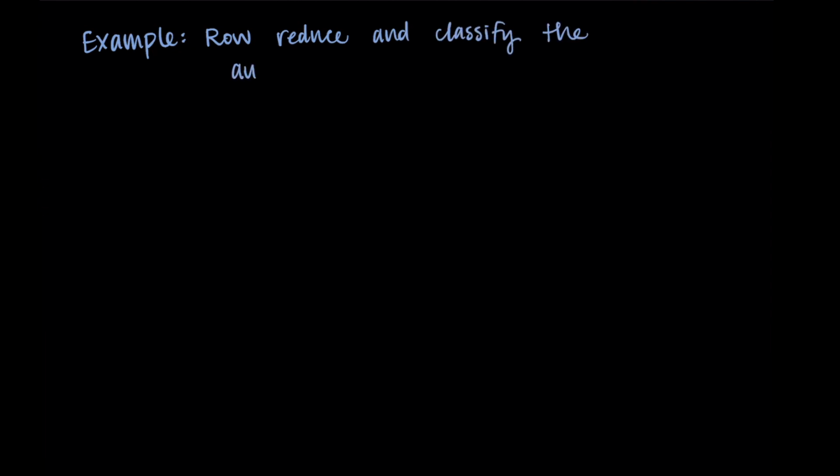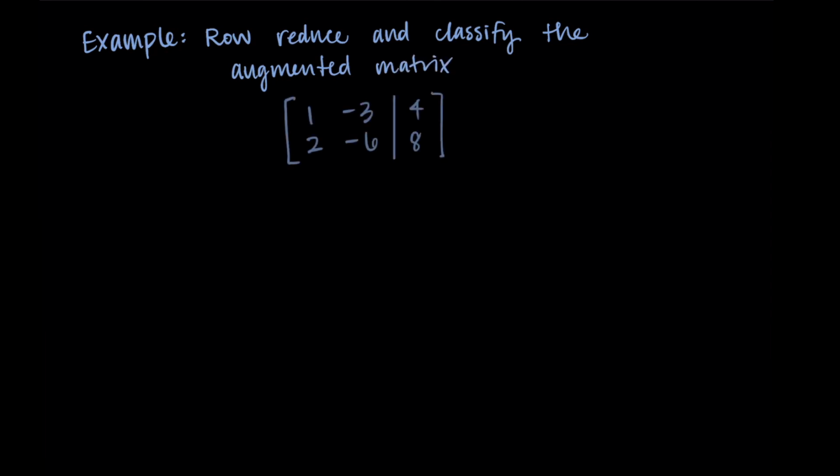So now I want to go through two examples, one where we end up with a dependent system when we're working through the row reduction, and one with an inconsistent system during row reduction. Okay, so for the first example, let's row reduce and classify the augmented matrix that looks like 1, -3, 4, and 2, -6, 8.